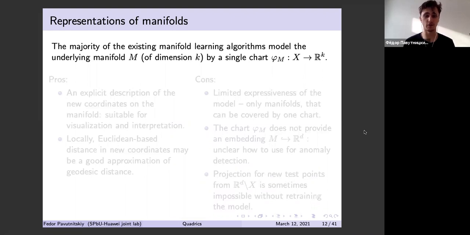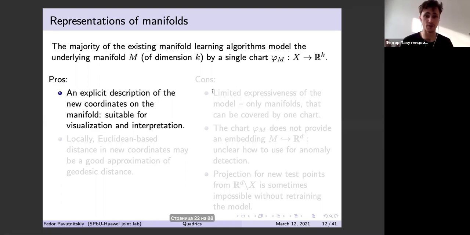In this manifold learning framework, it is just a function from our set of vectors to some Euclidean space of lower dimension, typically dimension k. So it can be some metrics, for example. So this is a very simple representation of a manifold, and the cons are the following. The pros are the following.